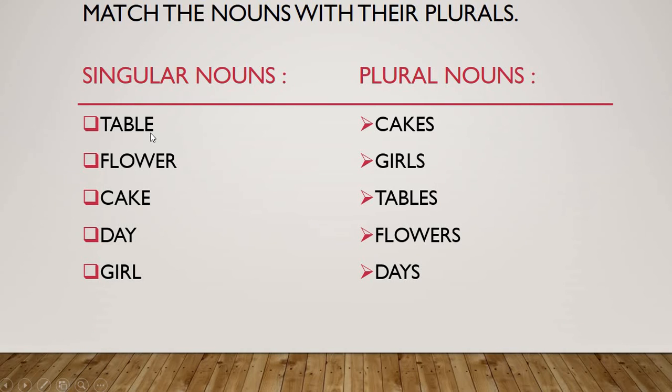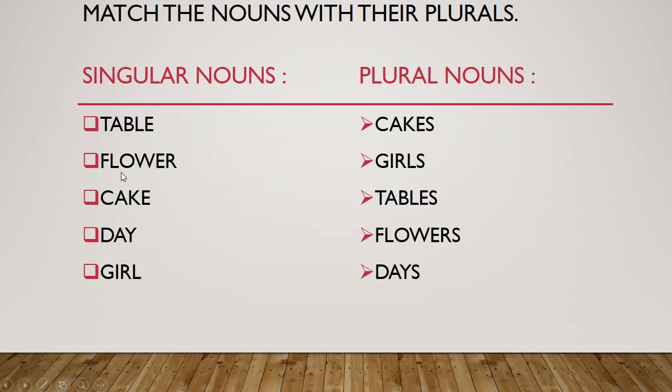So, table. What will be the plural form of table? Can you say the plural form of table is cakes? No. Can you say the plural form of table is girls? No. So can you say the plural form of table is tables? Yes, obviously. We just have to add s. Correct? So the plural of table will be tables.